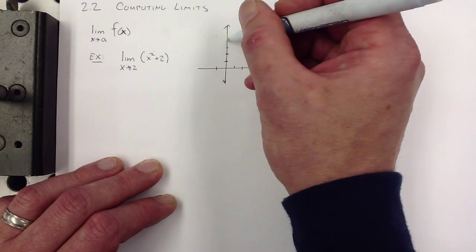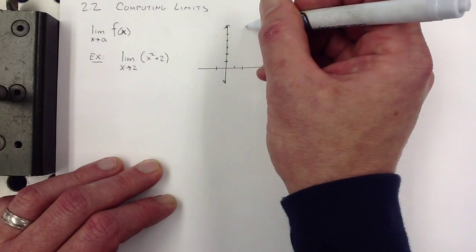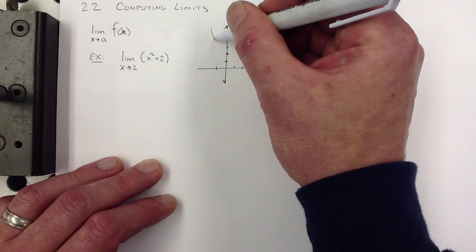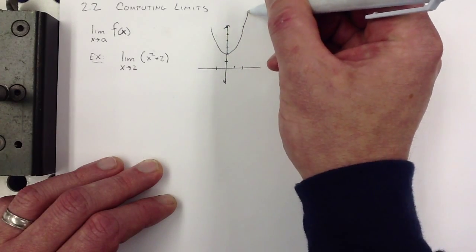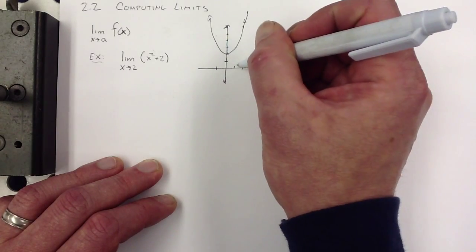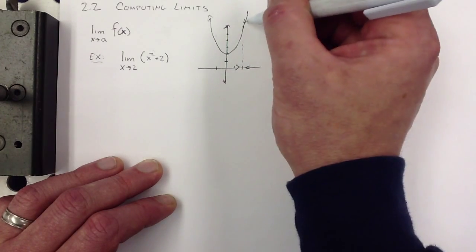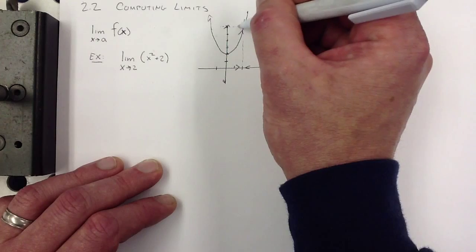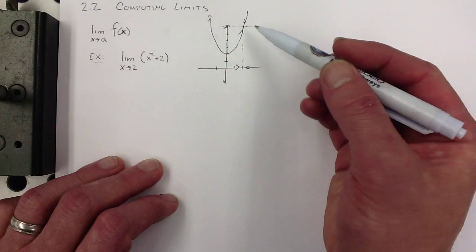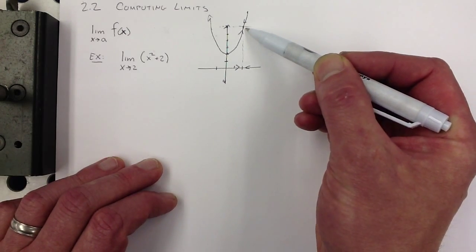And we will easily see that we have a parabola that looks something like this, and here, as the x values get closer and closer to 2, the y values are getting closer and closer to 6. And there's no funny business going on here, right? There is not a hole here. There is not a vertical asymptote, and there is not a jump in the graph.